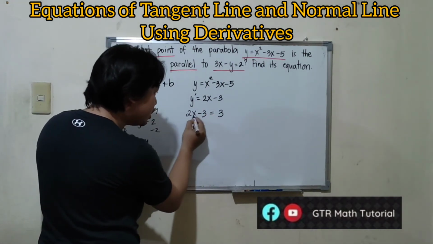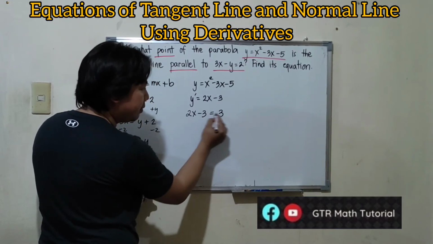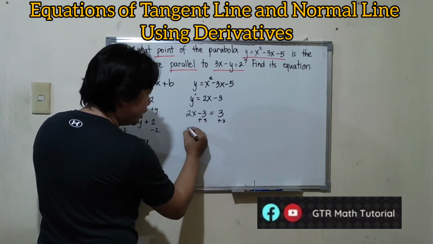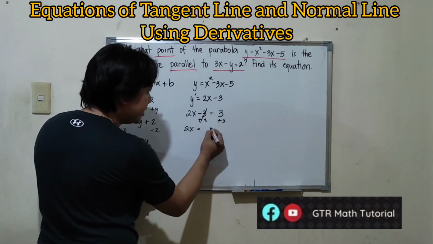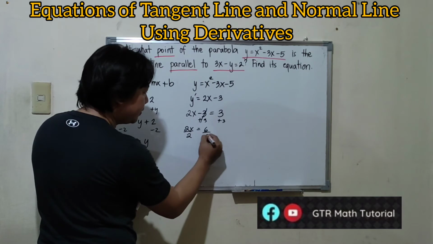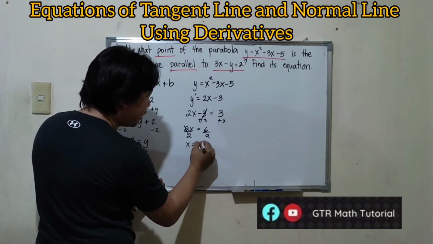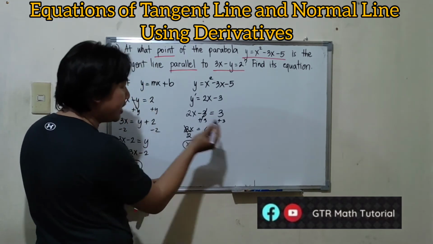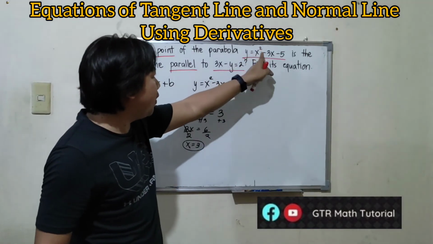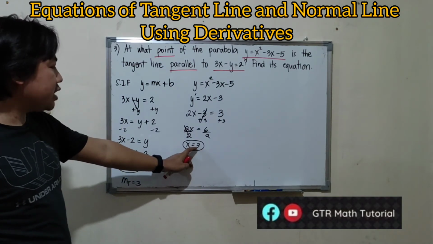So therefore, solve for x. So we have combined the numbers, negative 3 to positive 3. So add 3 to both sides of the equation. So therefore, we have 2x equals 3 plus 3. So we have 6. Then divide both sides by 2. Therefore, the value of x is 6 divided by 2. So we have x sub 1 yan. So x equals 3. Or so that is x sub 1. The point at y equals x squared minus 3x minus 5. The point of tangency. So the x coordinate is 3.